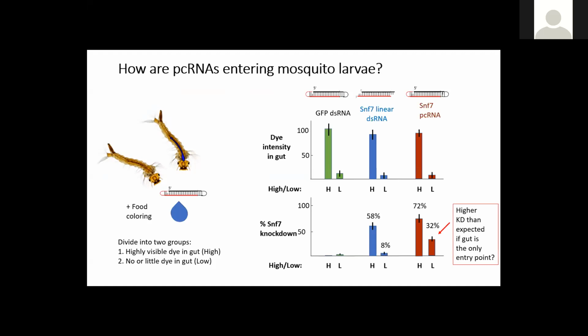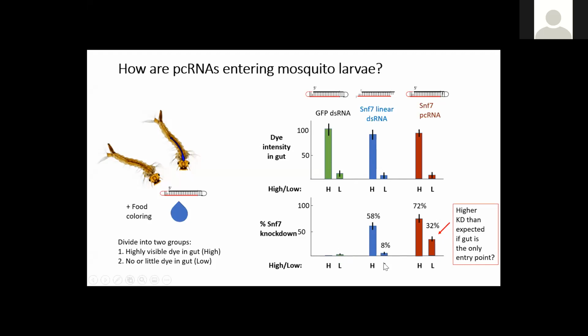And in this graph, what we can see is that the sorting worked effectively, that when we use densitometry to measure the intensity, we could see that the double-stranded RNA is accumulating in the gut in these highly pigmented guts, whereas there was only about 1/10 of the intensity in those that had little to no dye.